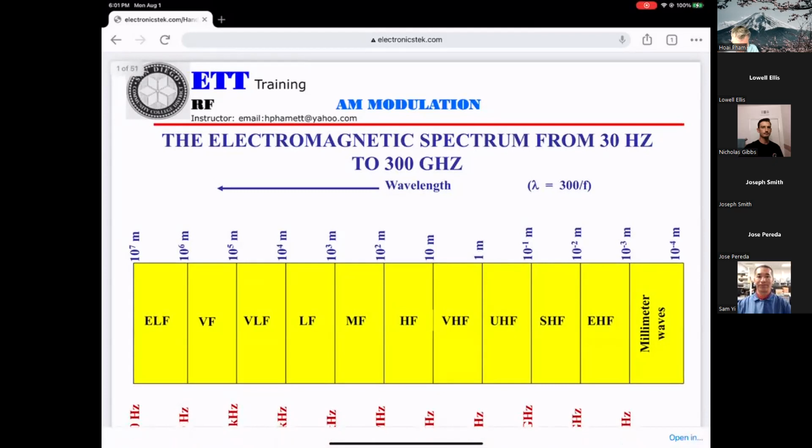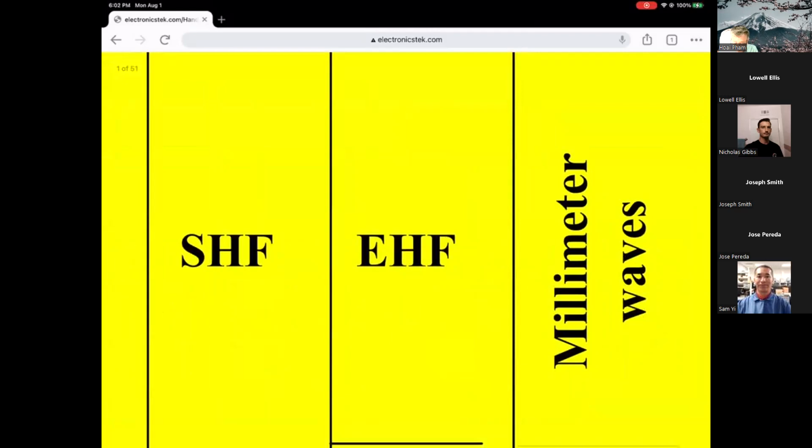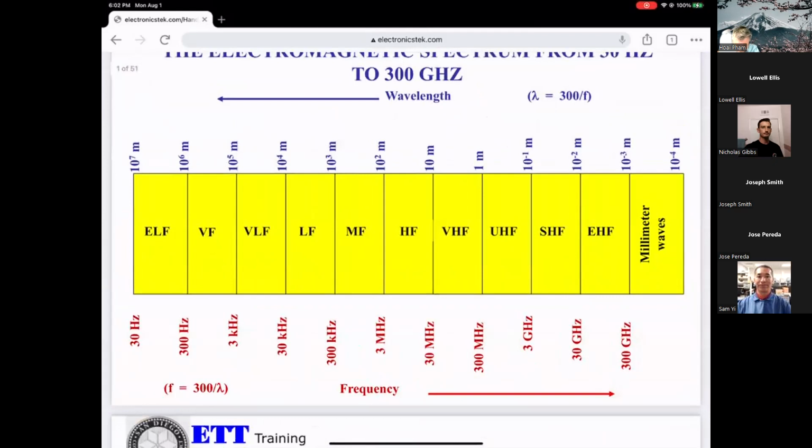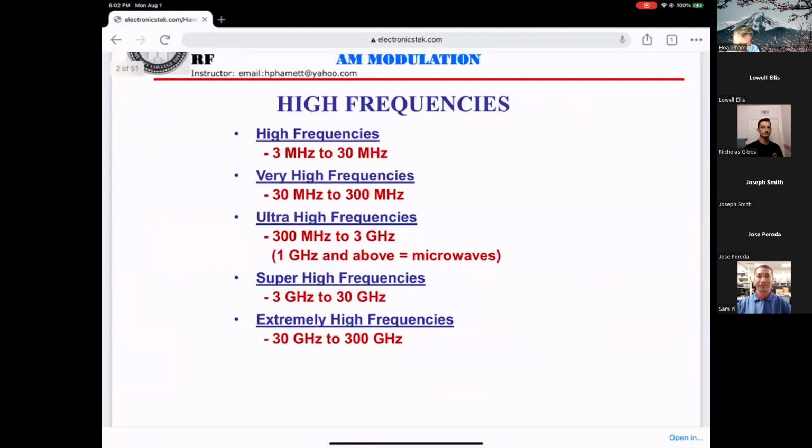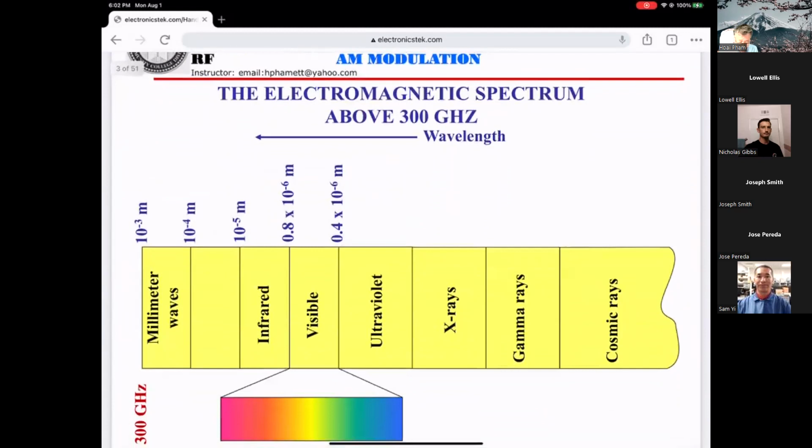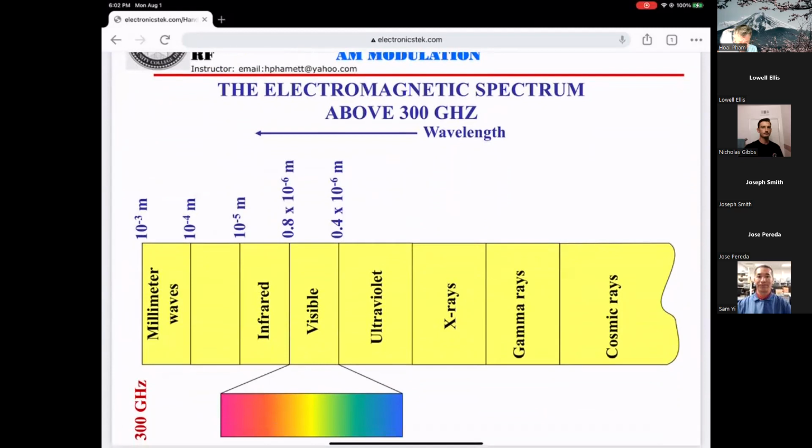gigahertz. So you can see what they call low frequency, medium, high frequency, VHF, UHF. That will be telling you what frequency to what frequency. High frequency, 3 megahertz to 30 megahertz. Very high frequency, 30 to 300 megahertz. Ultra high, and super high frequency, extremely high frequency. So that just lets you know, they try to define the electromagnetic spectrum.